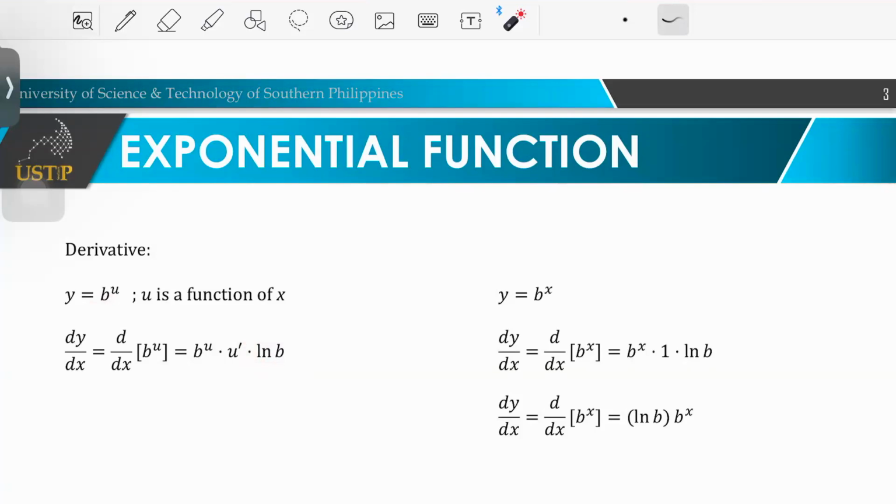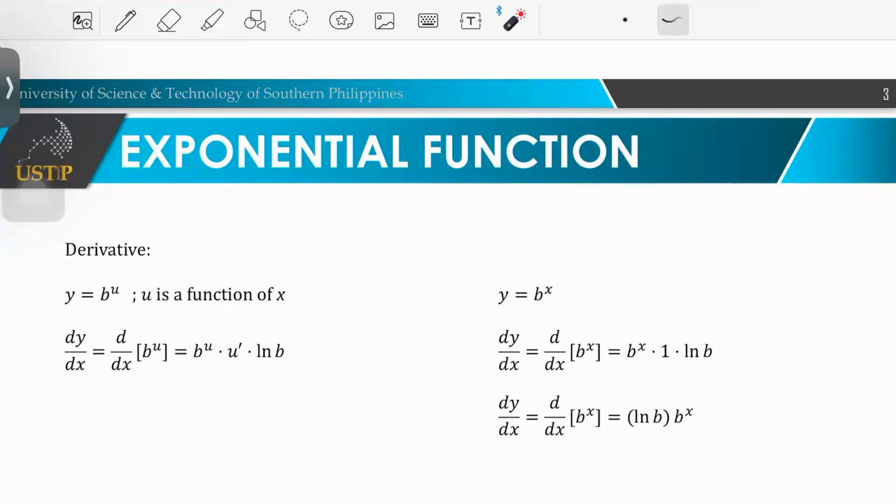Okay, so if this is the derivative of b to the u, what is now the derivative of b to the x? Of course, b to the x comes from your b to the u, where your u is equal to x. So following this, what will be the derivative of b to the x? Copy b to the x, multiplied by the derivative of u, which is the derivative of x, and that is 1, multiplied by ln b, the ln of your base. So the answer would be, of course, the 1 is eliminated here.